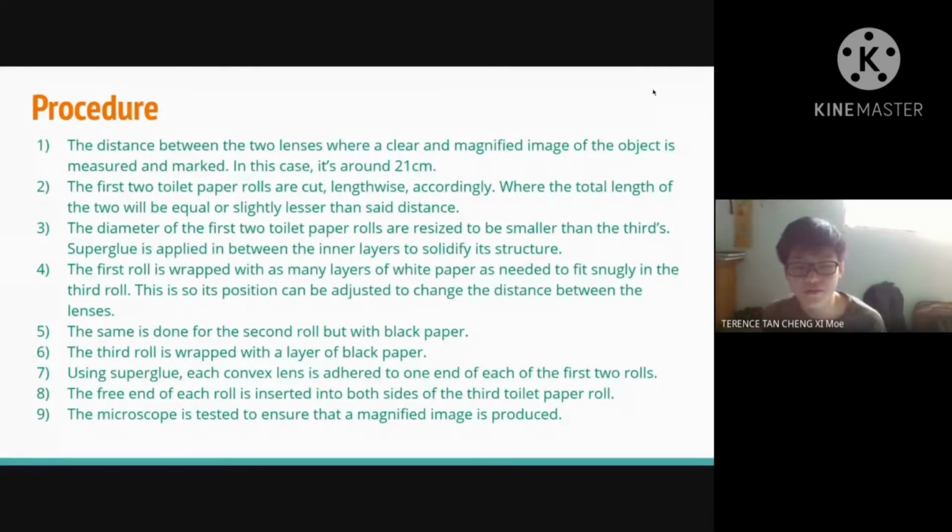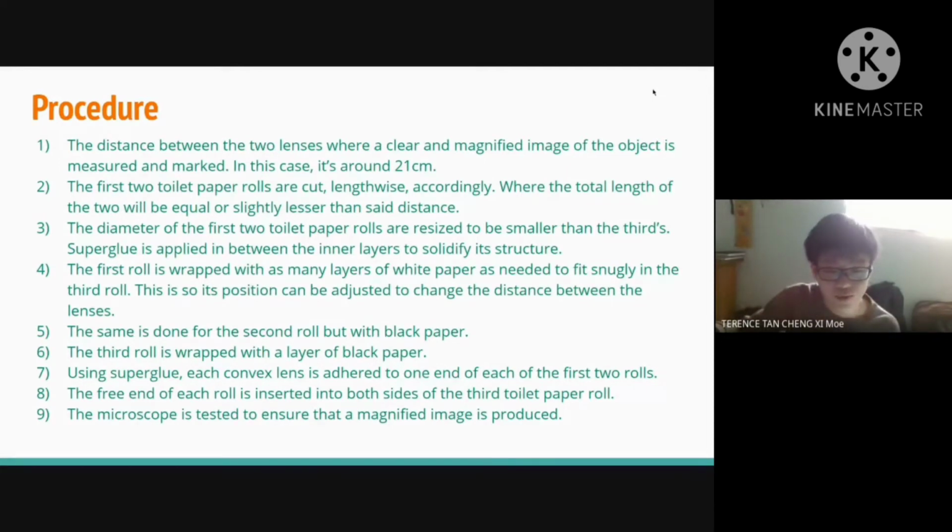The diameter of the first two toilet paper rolls are resized to be smaller than the third's. Super glue is applied in between the inner layers to solidify the structure. The first roll is wrapped with as many layers of white paper as needed to fit snugly in the third roll, so its position can be adjusted to change the distance between the lenses. The same is done for the second roll, but with black paper.